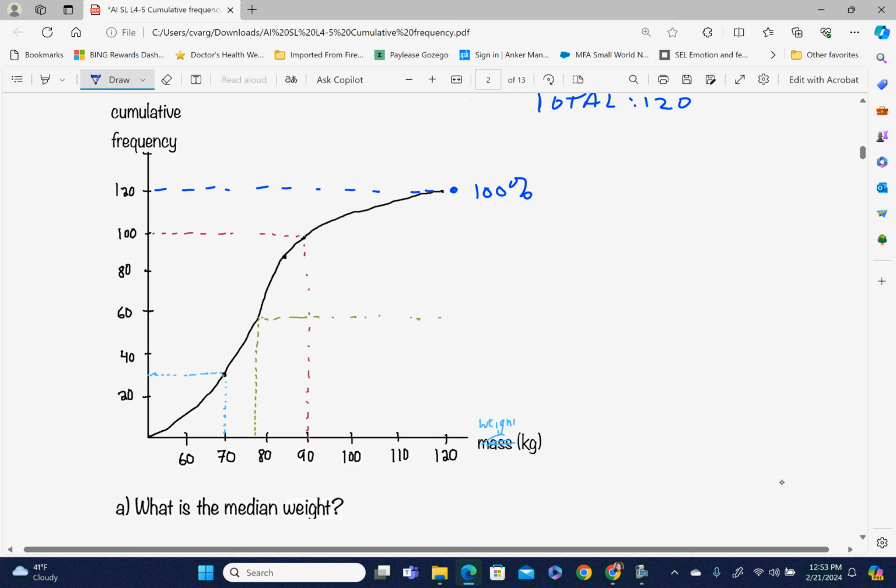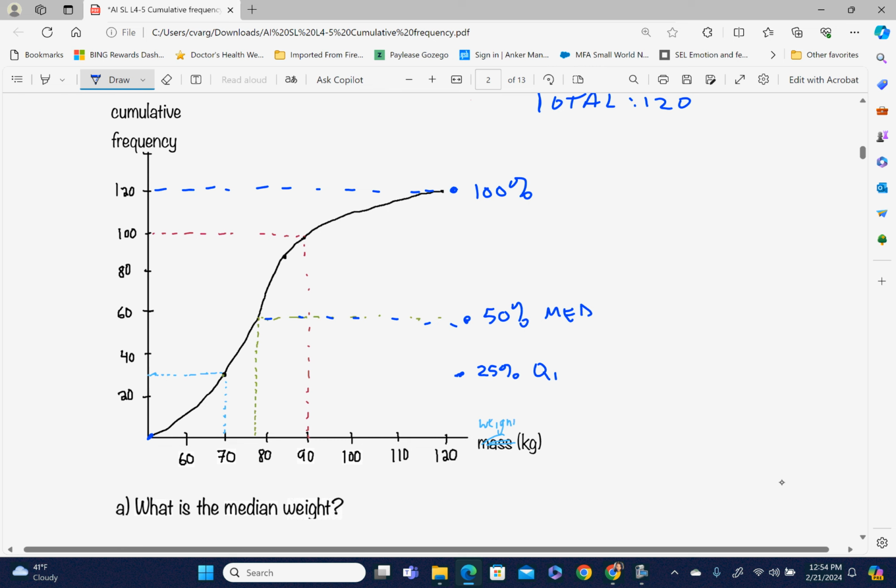The next thing we want to do is go about halfway, right? So half of 120 is 60. This point right here is going to give us our median. So this is our 50th percentile, and this is our median. All right, so now we have 100%, we have 50%. We can find 25%, right? So 25% is going to be between 60 and 0, that is 30. So I'm going to go about this point right here, and this is our 25th percentile, and that is our Q1.